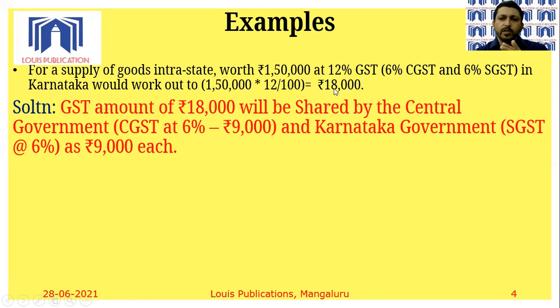So whether it is a union territory or IGST or CGST and SGST, the proportion will be 1:1, exactly half to the central government and half to the respective state government or the union territory. Let's move to the next transaction.